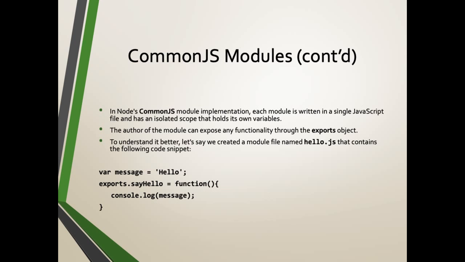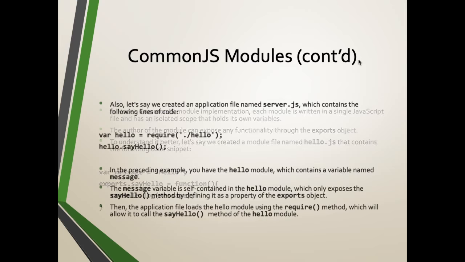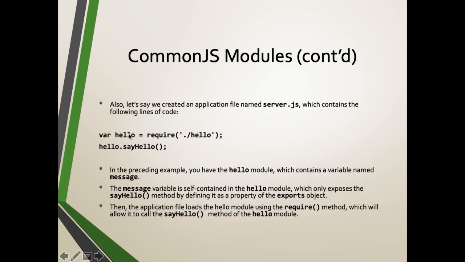So here is a quick example of exporting a function called hello that just console logs the message of hello. In this case, when you require it in, you would say module equals require module, and then you would do module.sayHello, and you would execute that function and it would run that code. I can show you right here. There it is, requiring in the hello file into a variable called hello, and then it runs hello.sayHello.